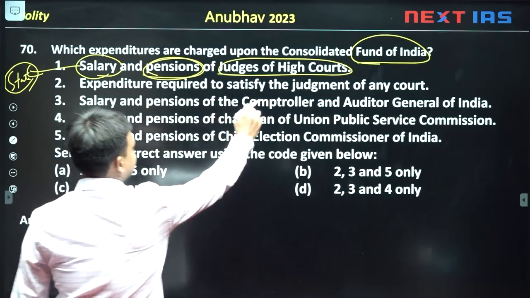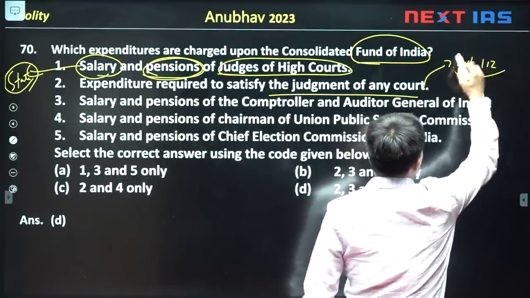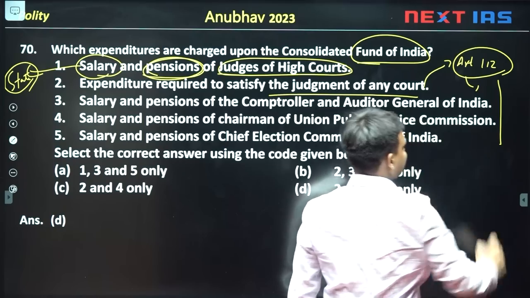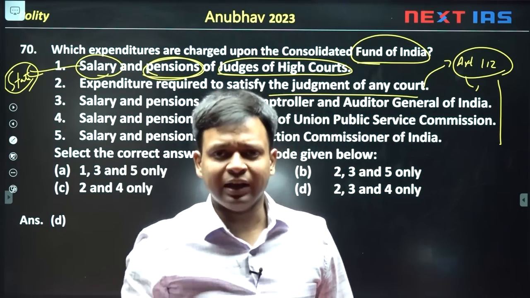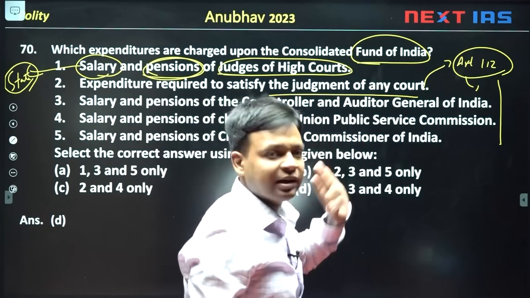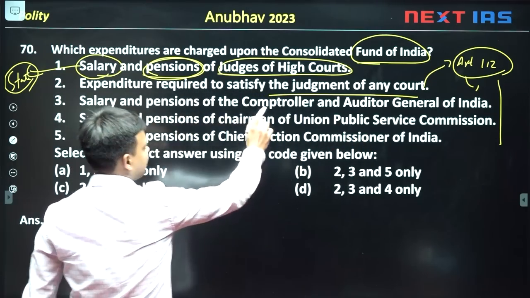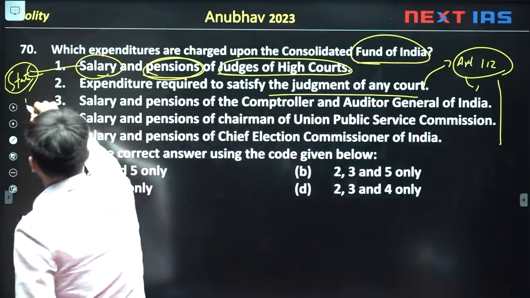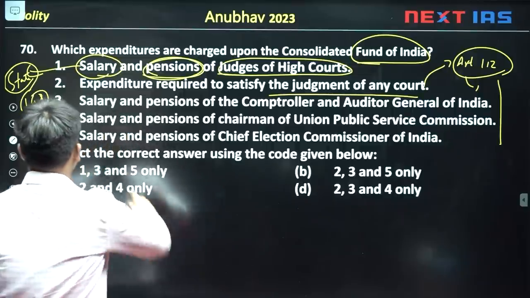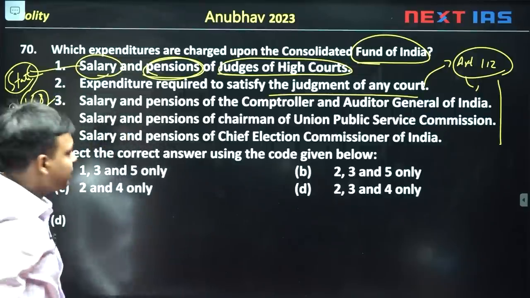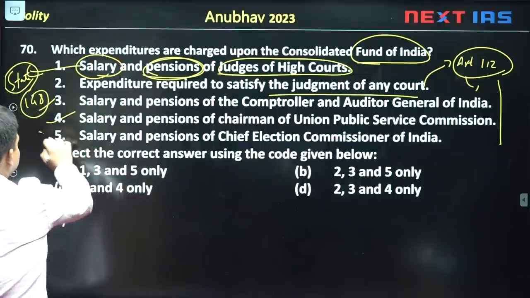Expenditure required to satisfy the judgment of any court. You read Article 112, which defines what are charged expenses. वहाँ साफ साफ लिखा हुआ है, किसी भी court के judgment को जब implement करना होता है तो उसे charged expenditure बताया गया है CFI पर. Alright, salary and pensions of the Comptroller and Auditor General of India, Article 148 देखेंगे, उसमें साफ साफ लिखा हुआ है. We have discussed all of this in the class itself. So this is also a charged expenditure. Salary and pensions of the Chairman of UPSC, this is also a charged expenditure. And this is not a charged expenditure.